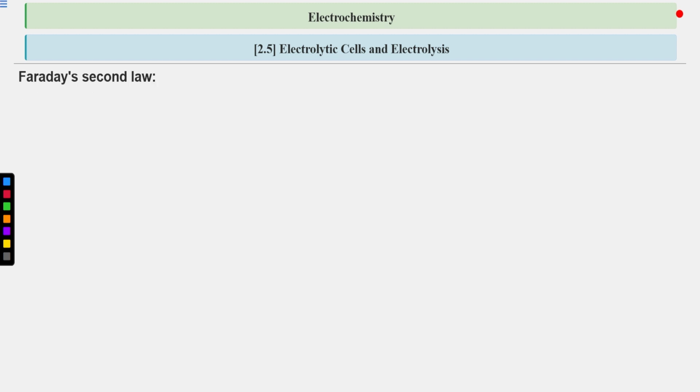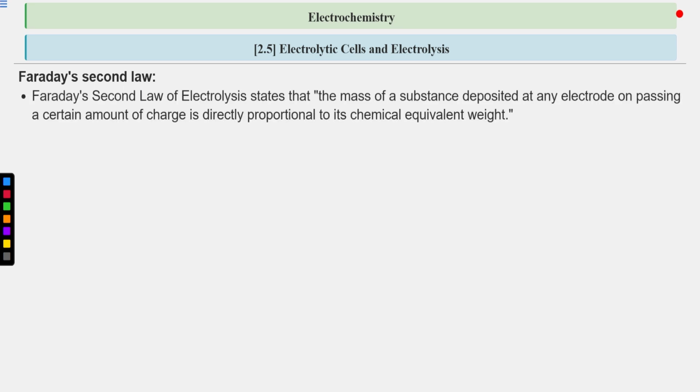So let's talk about Faraday's second law. Faraday's second law of electrolysis states that the mass of a substance deposited at any electrode on passing a certain amount of charge is directly proportional to its chemical equivalent weight. So in the first law, he's saying that the mass was directly proportional to the amount of electricity passing through the circuit, or passing through the wire, or provided to our cell.